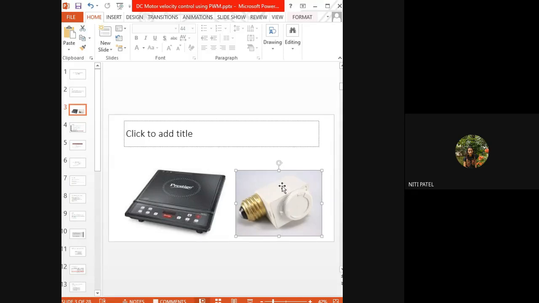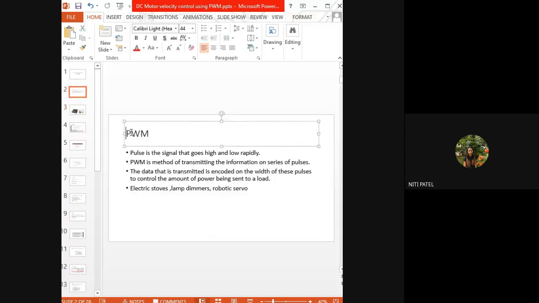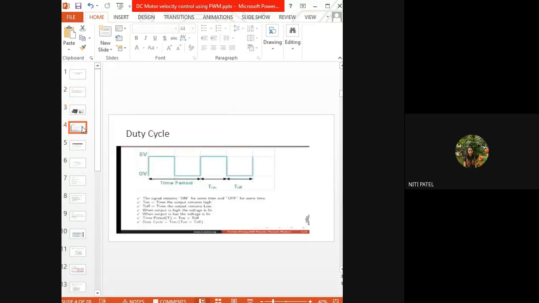Okay, so the main concept of this PWM is to reduce the amount of power or to reduce the amount of velocity in any product. Maybe it is that electric stove, or maybe it is a lamp, or maybe it is a robot. It is used to reduce the speed or to reduce the frequency. We make use of this pulse width modulation. Okay, is this clear? What is pulse width modulation? Yes or no? Yes, ma'am.